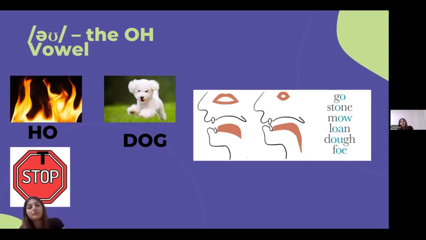So in British English, this sound is very common, but in American English, it usually changes to the A sound, I think. That's why hot sounds different in British and American accents. Hot and hot. So to improve your pronunciation, you can practice words like also, go, stone, mow, low, dove, for, hot, stop, or dog.